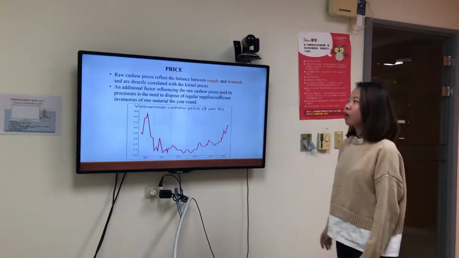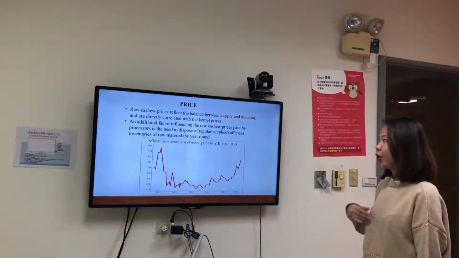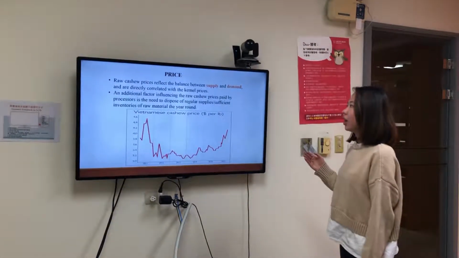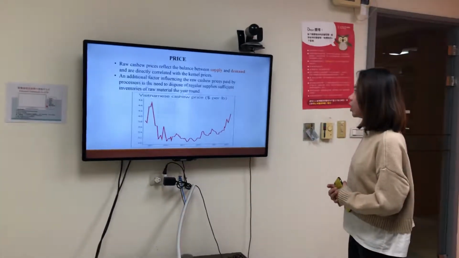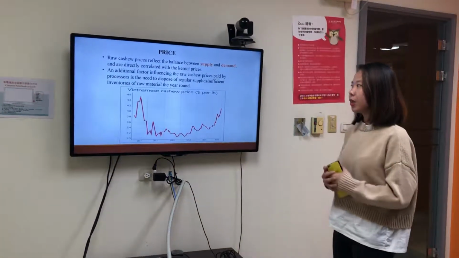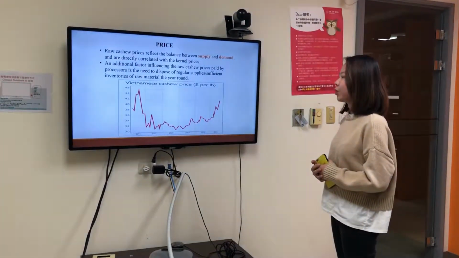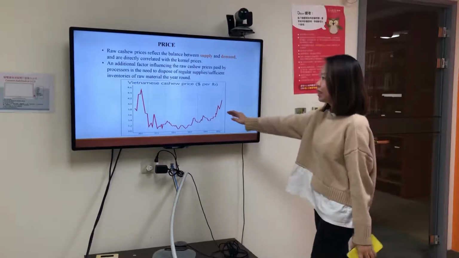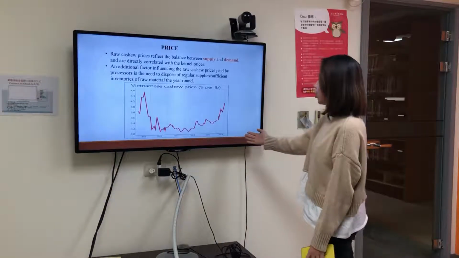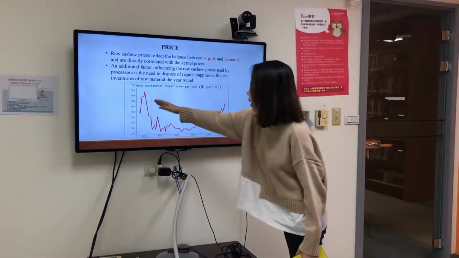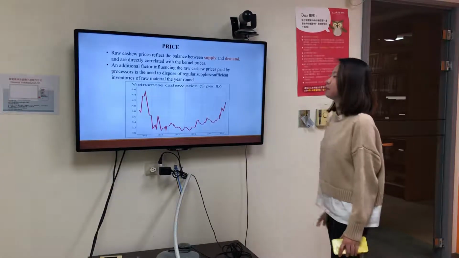Raw cashew prices reflect the balance between supply and demand and are directly correlated with the kernel prices. An additional factor influencing the raw cashew price is the processors' need to maintain sufficient inventory of raw material year round. And this is the Vietnam cashew price in 2011 to 2016. You can see the rise of Vietnam cashew prices every year.